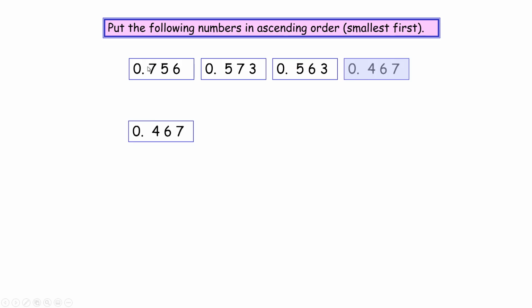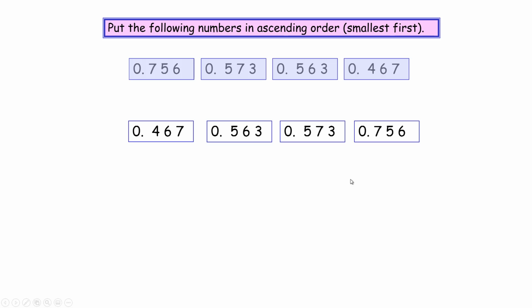Okay, that's gone. Then we look at the next column. Now because we've looked at the tenths column and these two are 5, look at the next column, the hundredths column. Okay, and one is 7 and one is 6, so the 6 is smaller, so that's the next value. If we look at the tenths column again, 0.7 and 0.5, so the 0.573, and our largest number is 0.756.